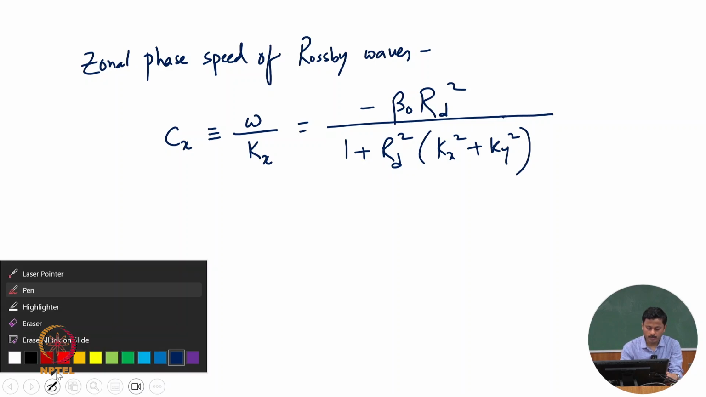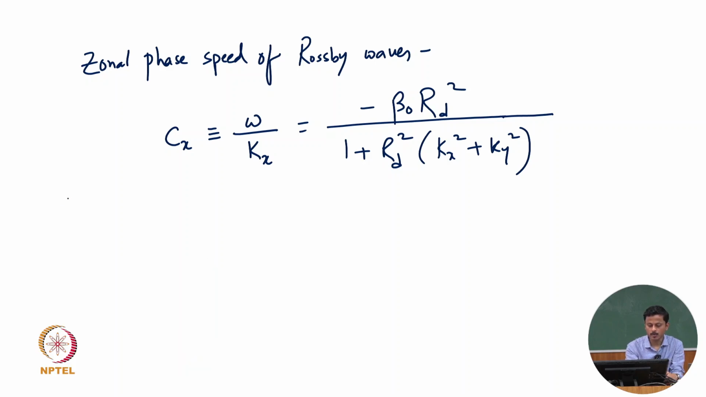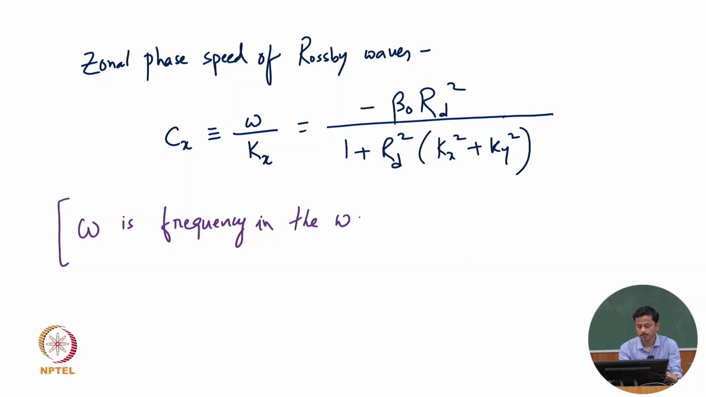There is one more thing to remember regarding terminology. Omega is frequency. Previously in the vorticity chapter we had used omega for vorticity, but that is not the case here. Omega is frequency in the waves chapter. In this module, in this chapter, we are using omega for frequency. Please don't confuse it with absolute vorticity or vorticity that we had discussed in the earlier classes.